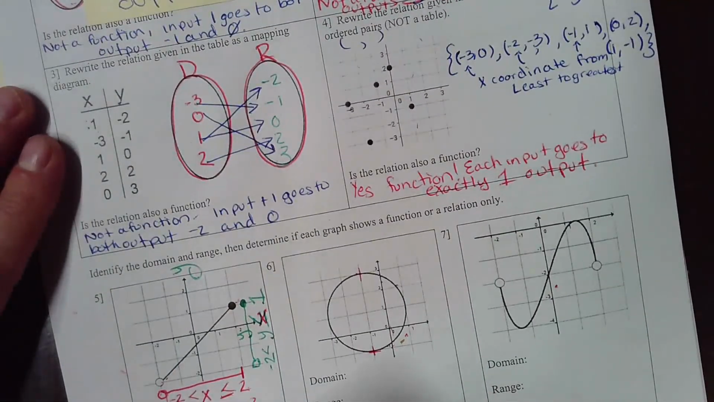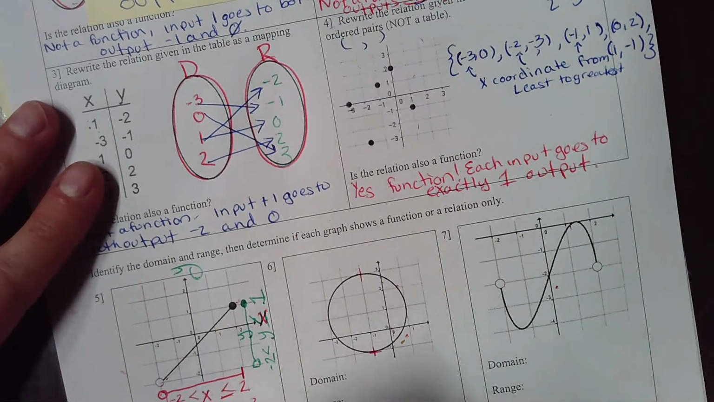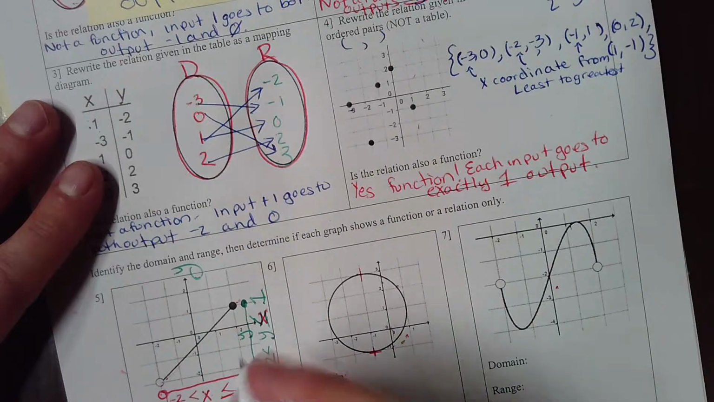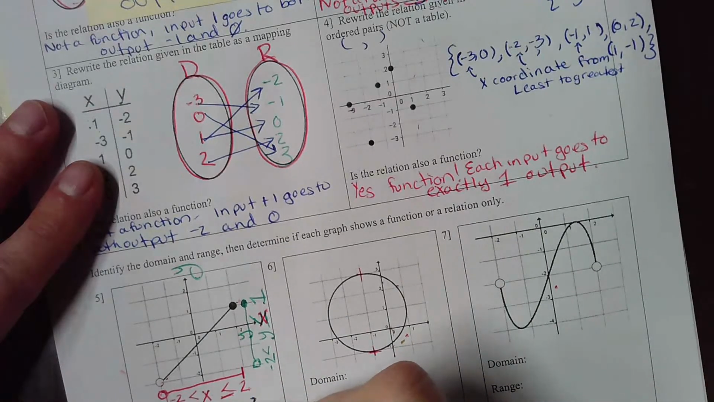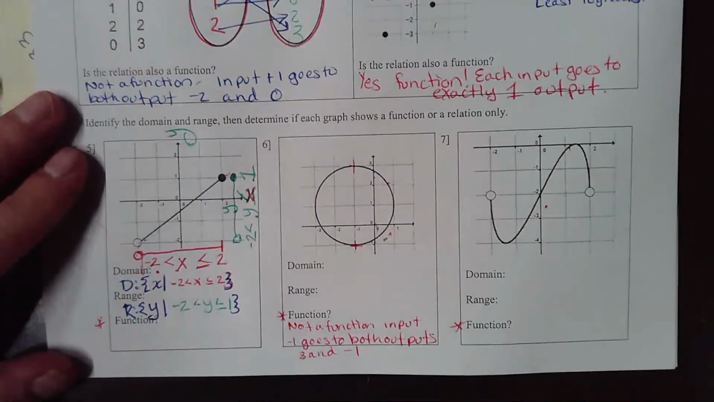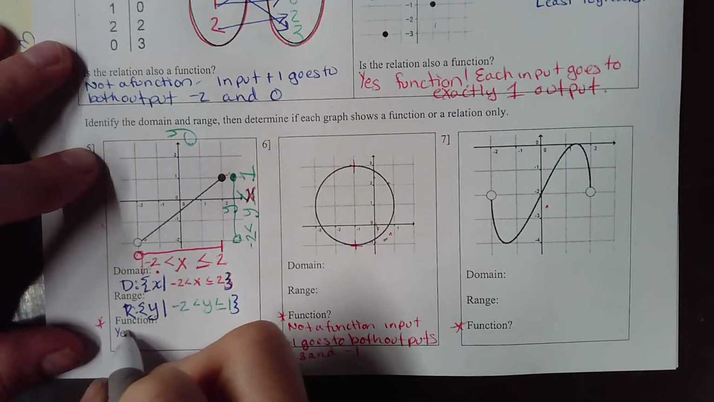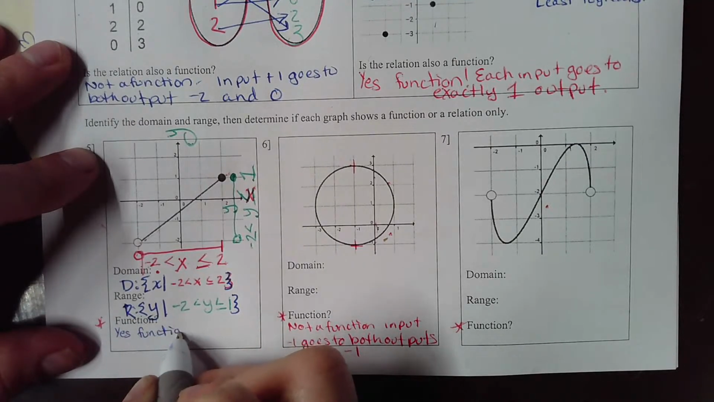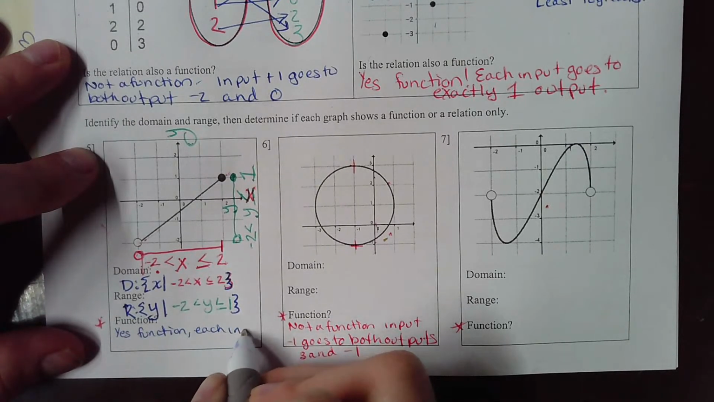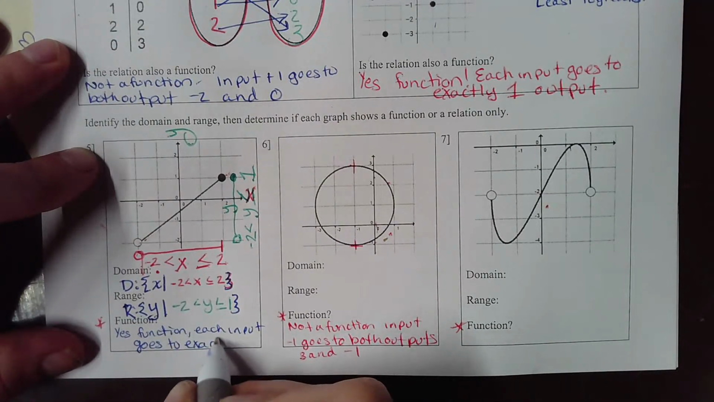The range is the set of all Y such that -2 is less than Y is less than or equal to 1. And we're going to close that set notation. I'm going to highlight this in blue so I can see it. Did I ever have a repeated input or a repeated domain? No. So this is a function. Each input goes to exactly one output.